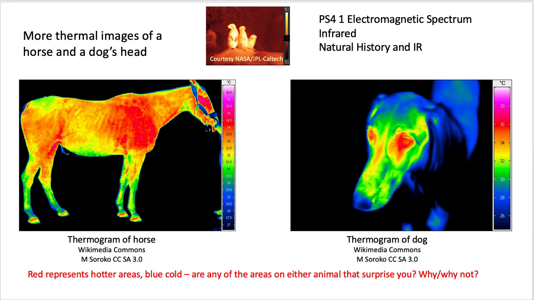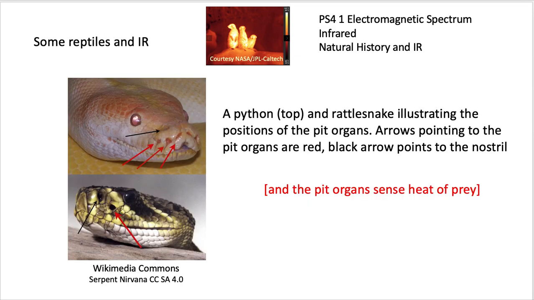And again, a horse and a dog's head. Red represents hotter areas, blue colder areas. Now, are any of the areas on either animal that surprise you, and give some reasons why or why not?